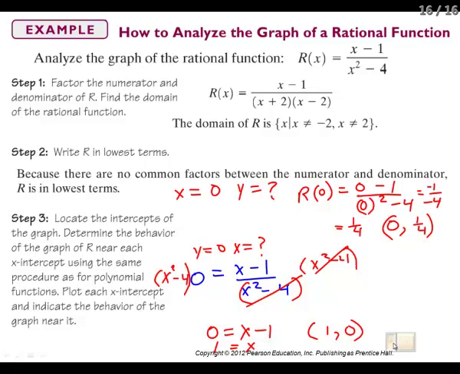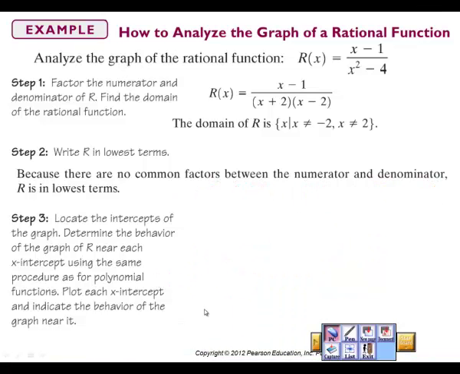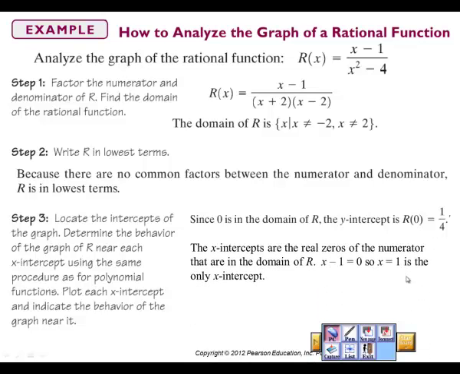So we have our y-intercept (0, 1/4) and our x-intercept (1, 0). And that's what they got here: 1/4, so (0, 1/4) for our y-intercept, and (1, 0) for our x-intercept.